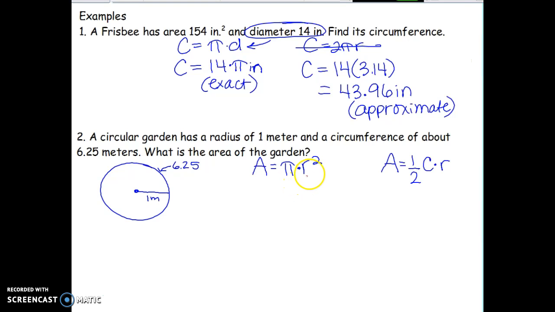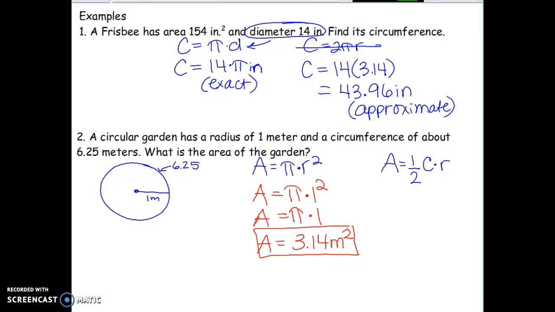So in the first one, all we need to know is what the radius is. If we substitute in 1 for our radius, we would get pi times 1 squared. 1 squared is 1, so we take pi times 1. And pi is 3.14, so 3.14 times 1 would be 3.14 meters squared.